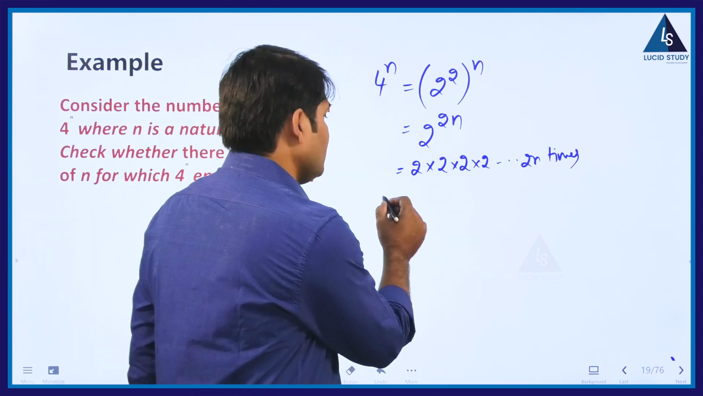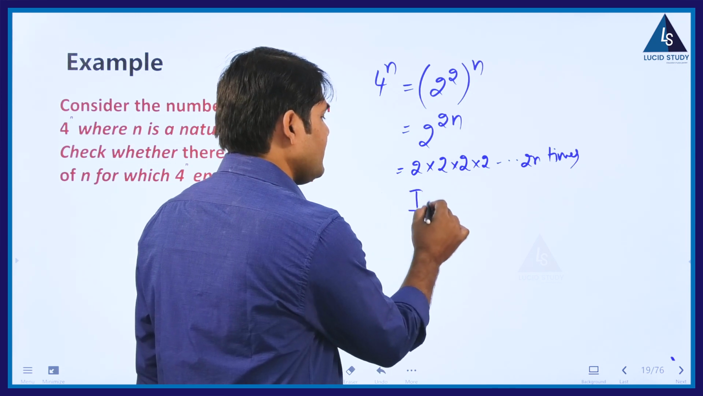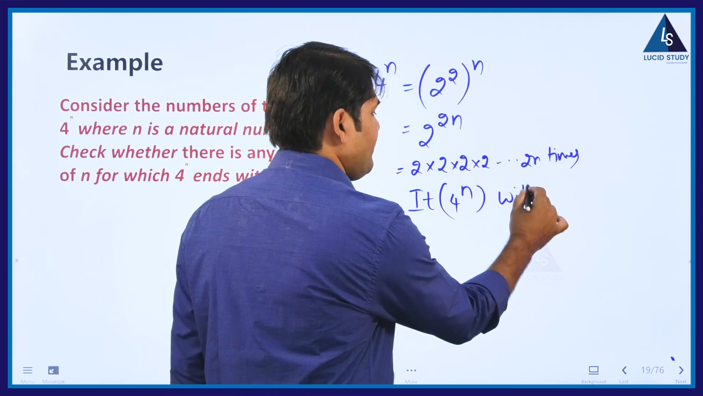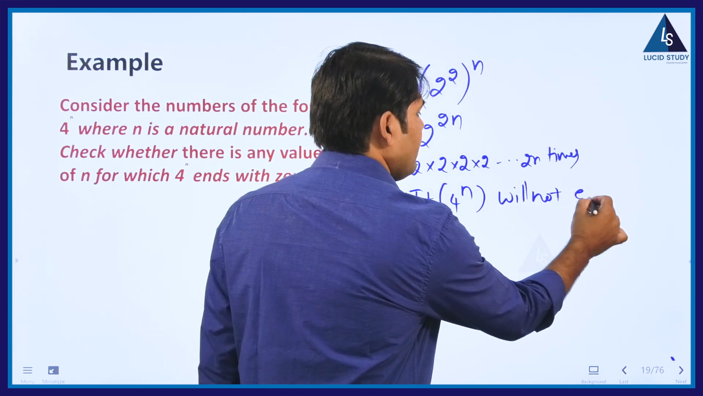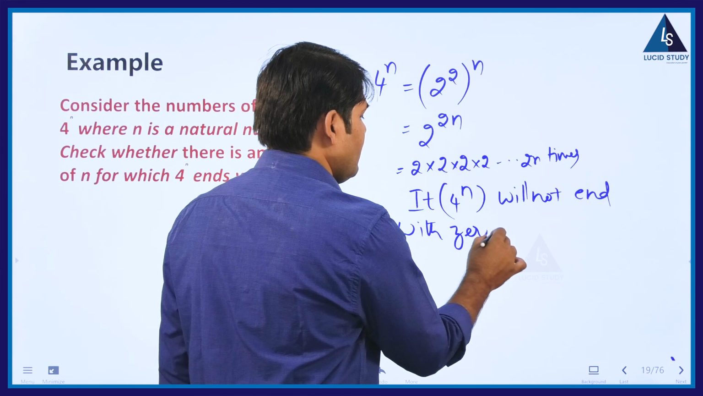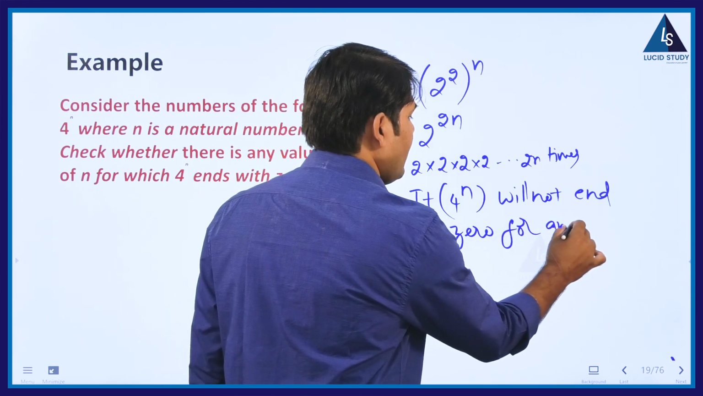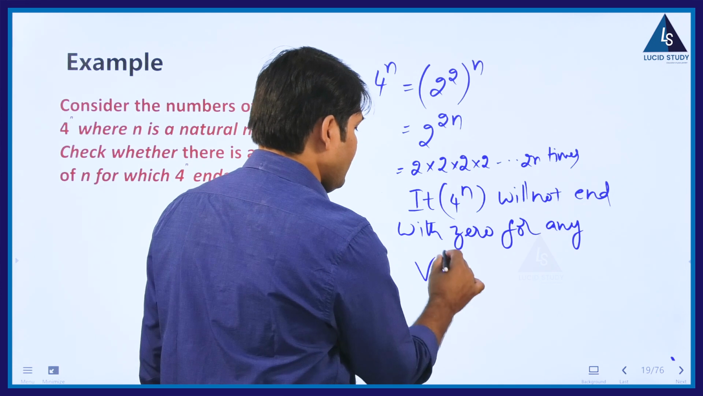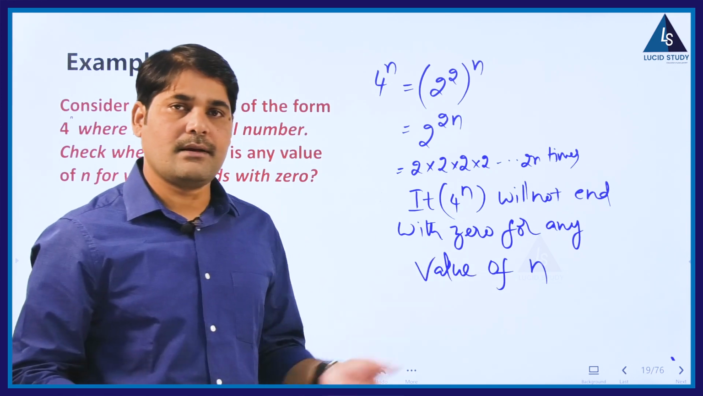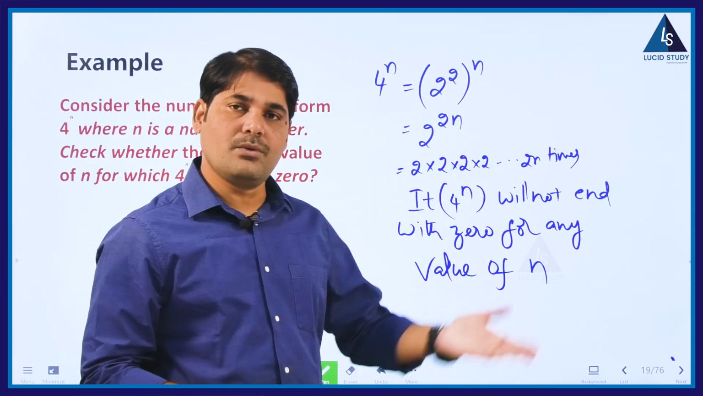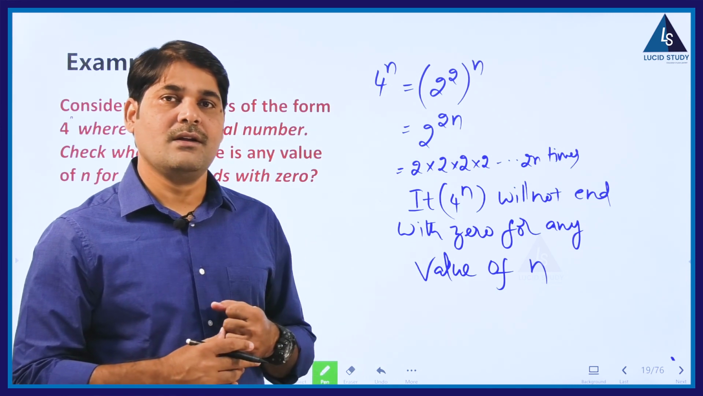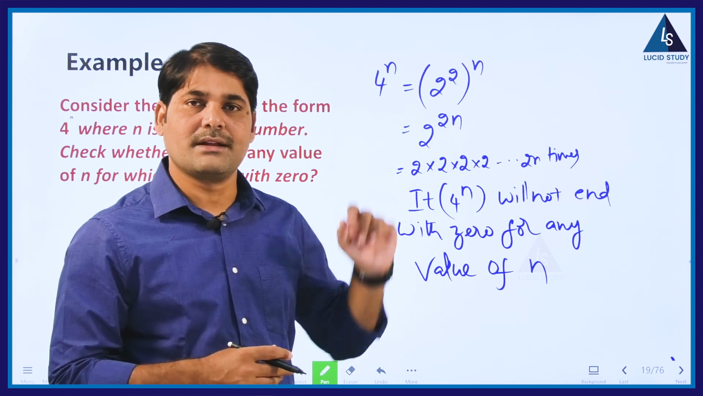That is what we are going to write. Therefore, it will not end with 0. It means 4 power n will not end with 0 for any value of n. Clear? The only prime factor is 2, that is why it will not end with 0. So this is the conclusion. How did we find it? By using the fundamental theorem of arithmetic.